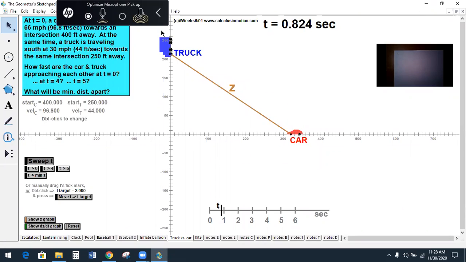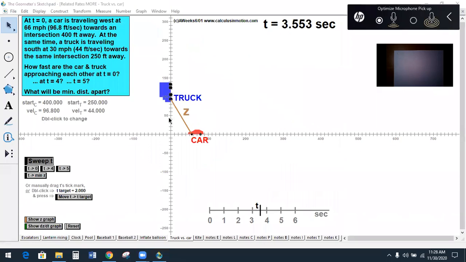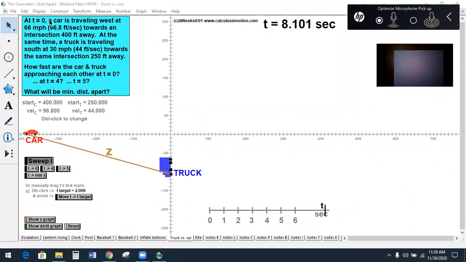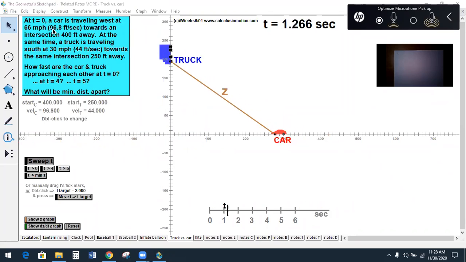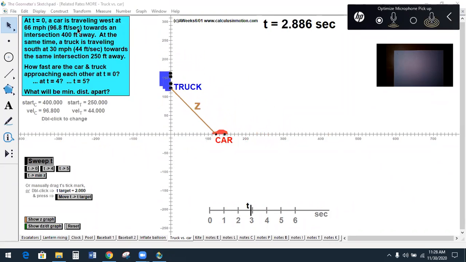All right, so let's read what is going on with this one. And I know that's like super intense. It's like, oh my gosh, are they gonna hit? And then it's anticlimactic. There's like no collision. All right, at time 0, a car is traveling west at, now we're gonna use the feet per second because everything else in the problem is in feet per second. So just kind of ignore those miles per hour.